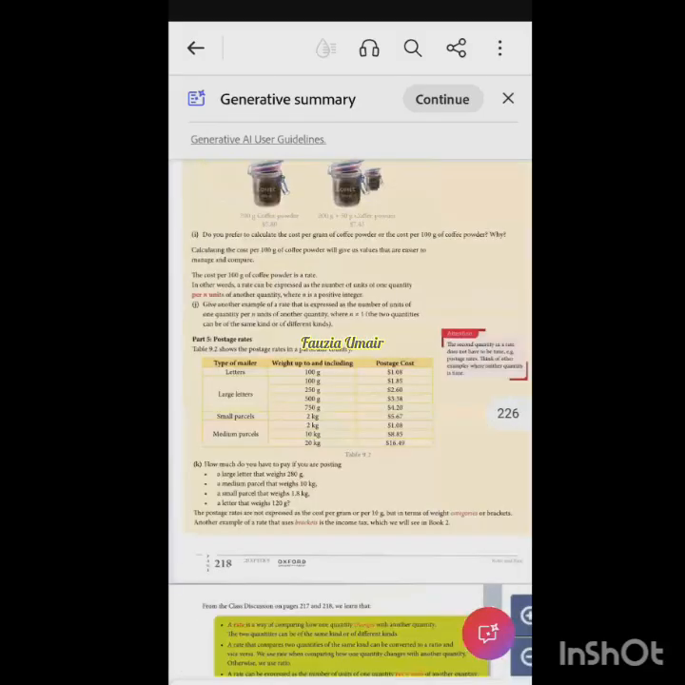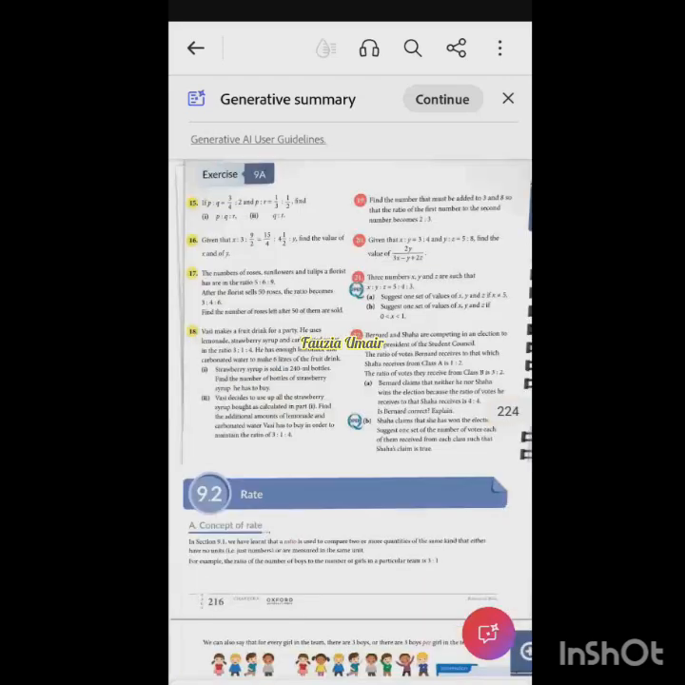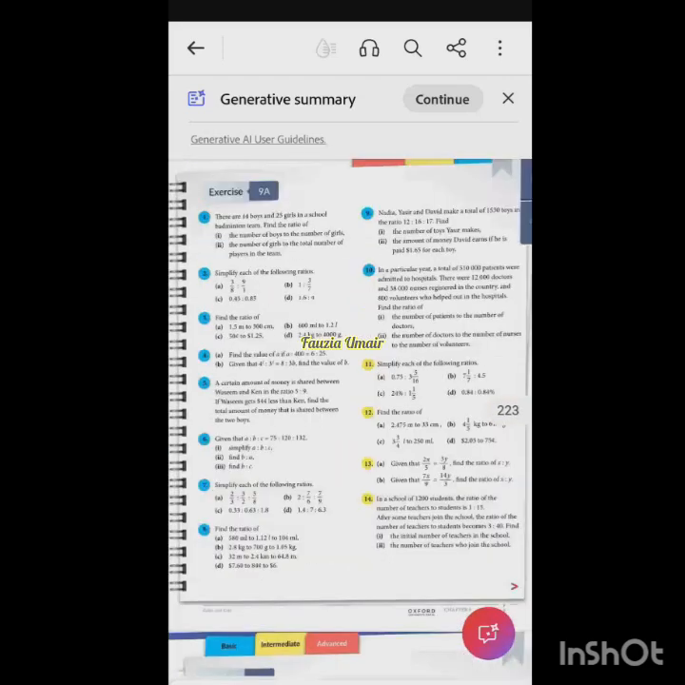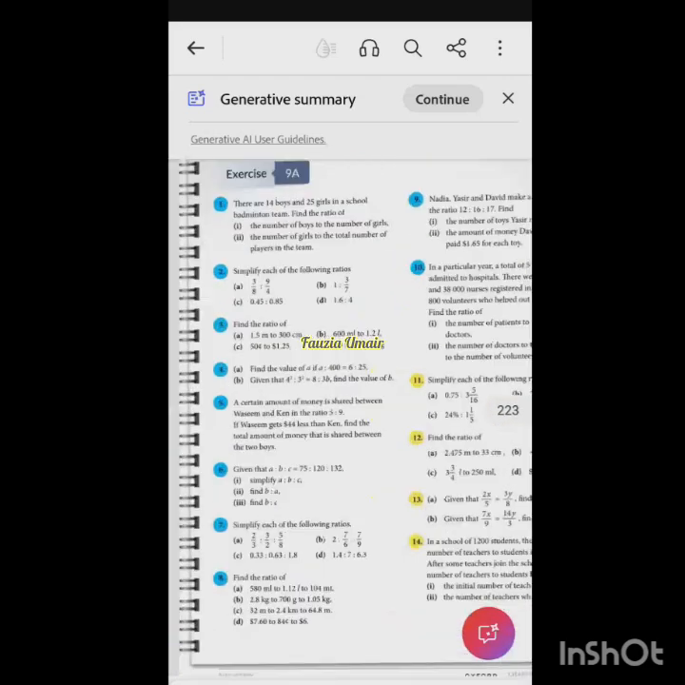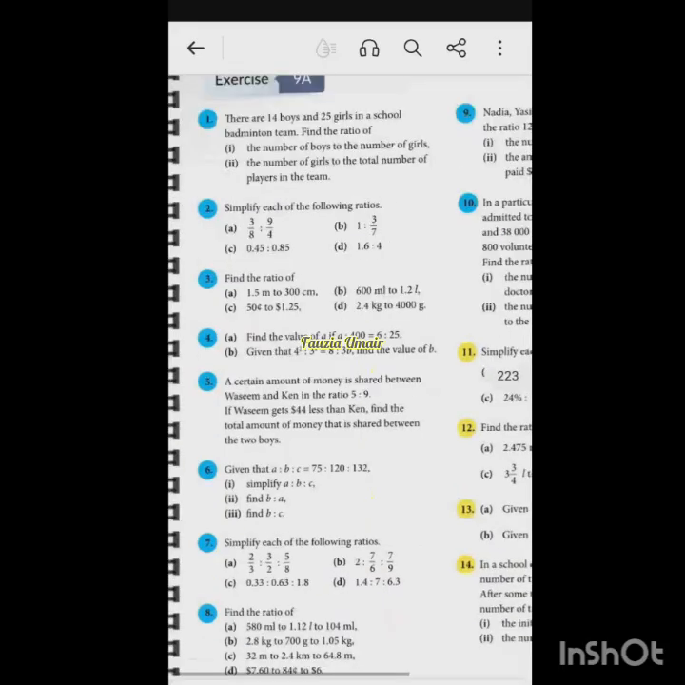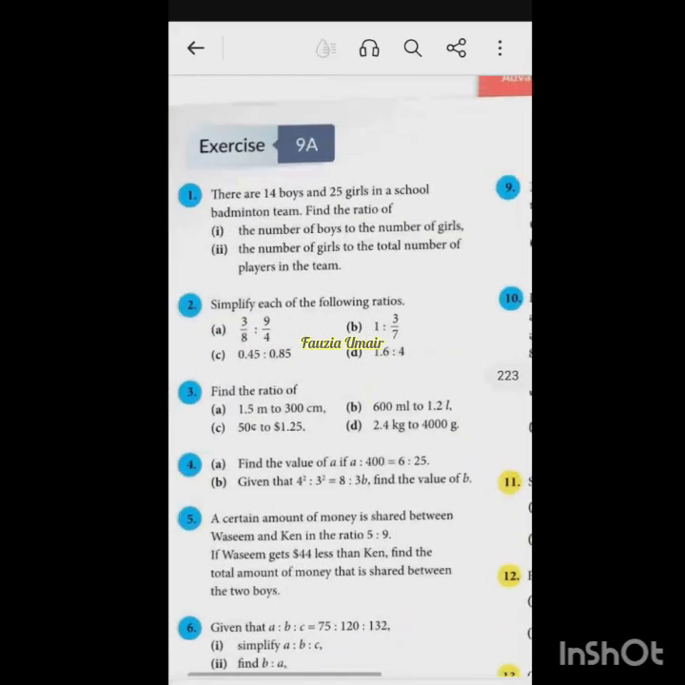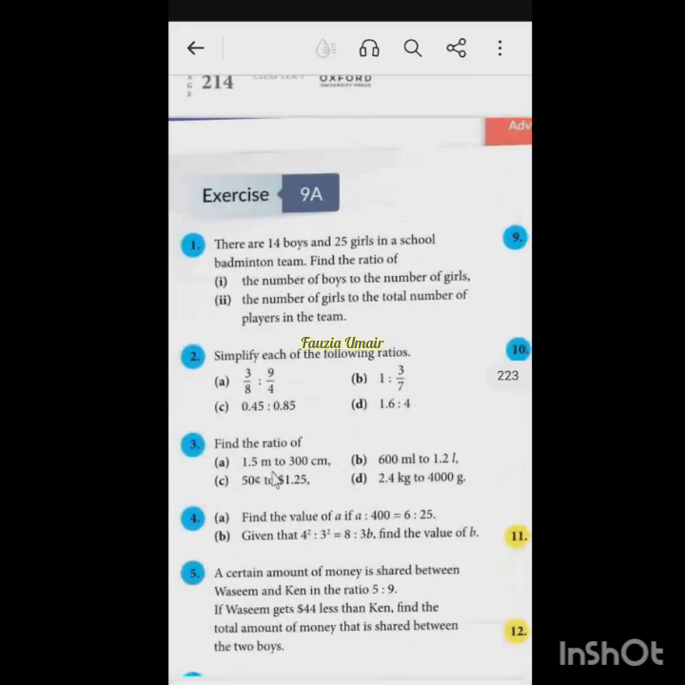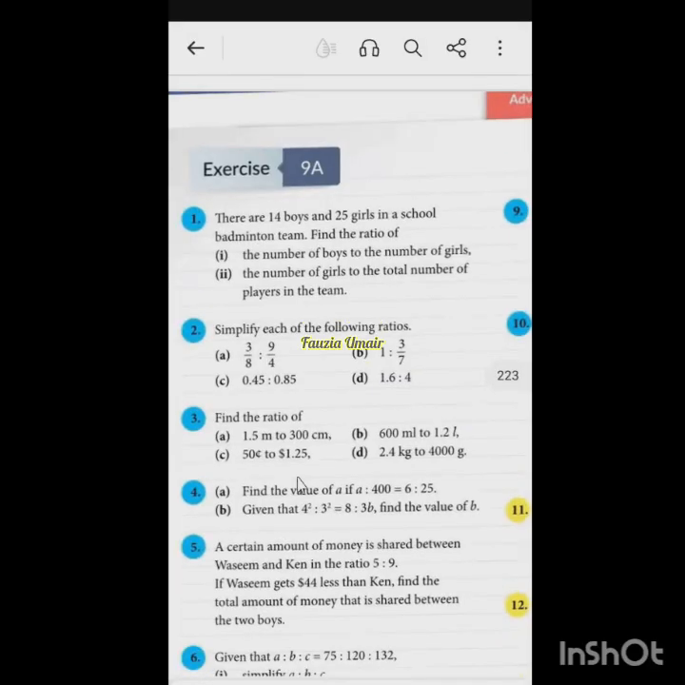So this is exercise page number 215. We also have homework from this page: the first three questions, question number 3 and 7. So we will solve it. We can solve it together.